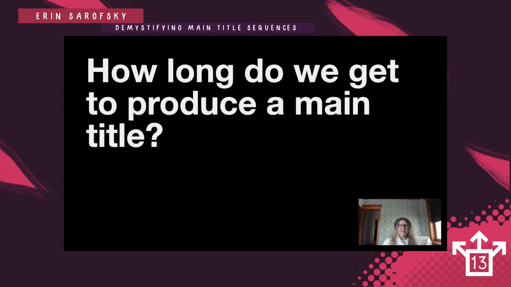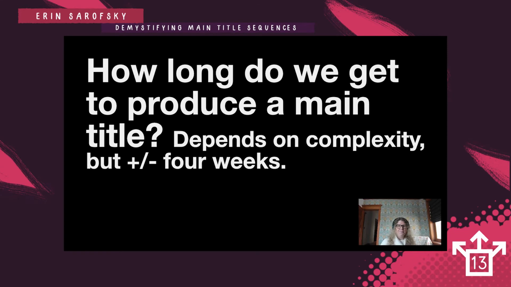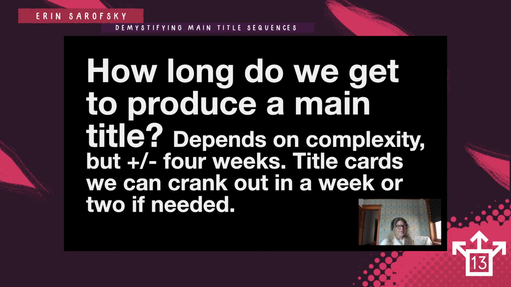Now, once you win a main title, how long do you get to produce it? It depends on the complexity, but plus or minus 4 weeks. So for a nice 30 to 60 second main title, that's a decent schedule. But of course, for these quick title cards, we can crank them out in a week or 2 if needed. I think the key is making sure that we're not missing some big thing when it comes to the branding of the show, the logo, having just enough time to develop that. But if we're focused, we can crank it out pretty quick.